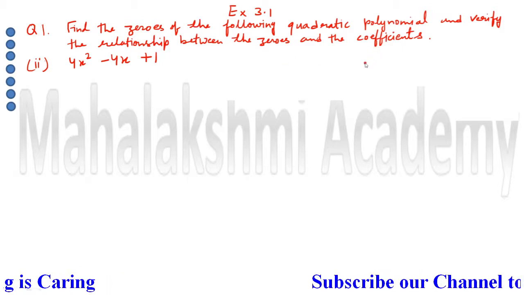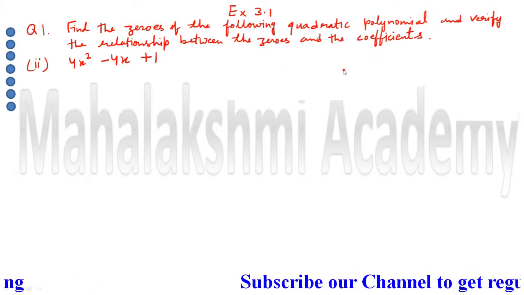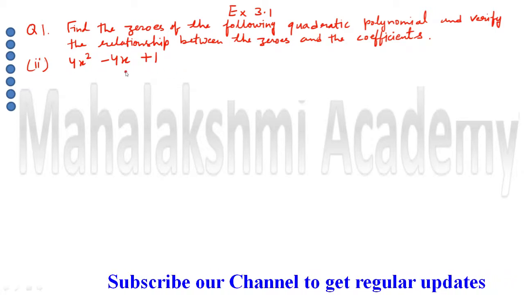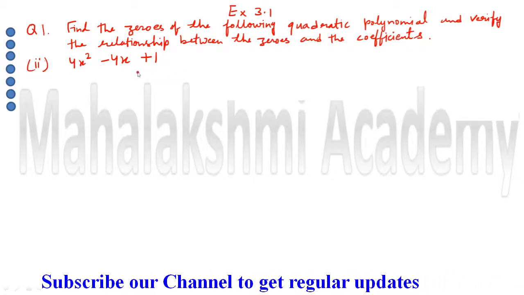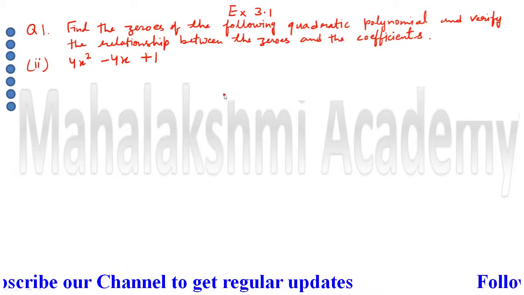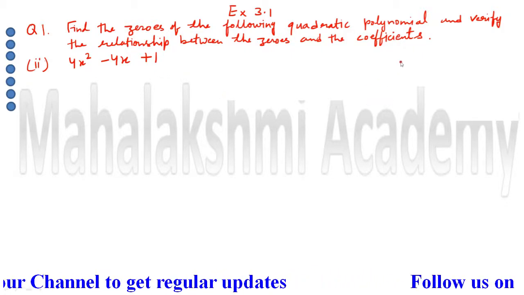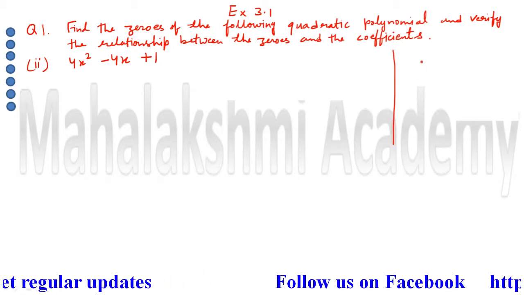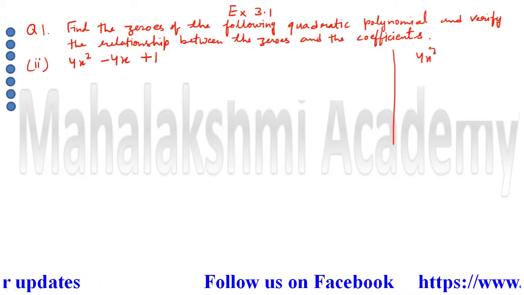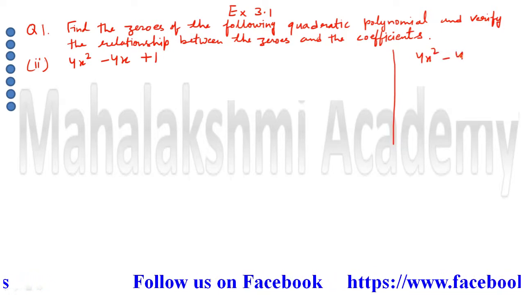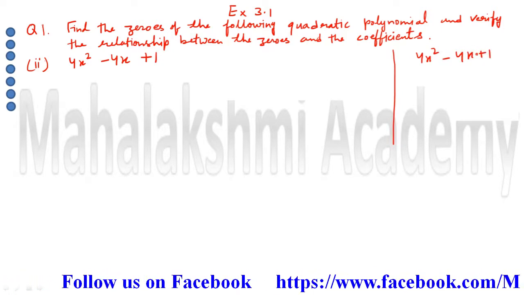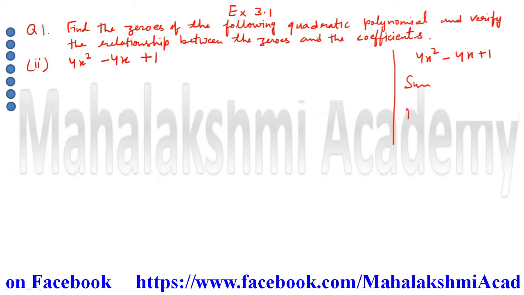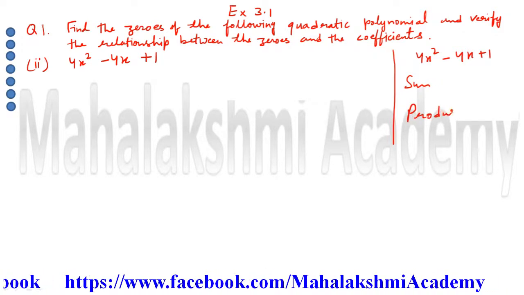Here you can see it's a quadratic equation because its degree is 2 and there are 3 terms, so we have to do the factorization. First, understand what is the meaning of the factorization method. Suppose the equation is 4x square minus 4x plus 1. First we have to find the sum and then we have to find the product.